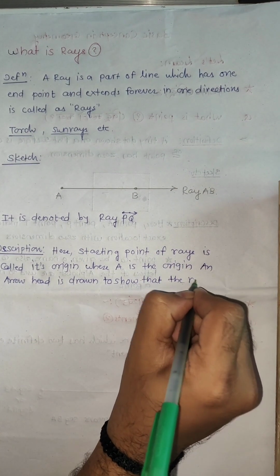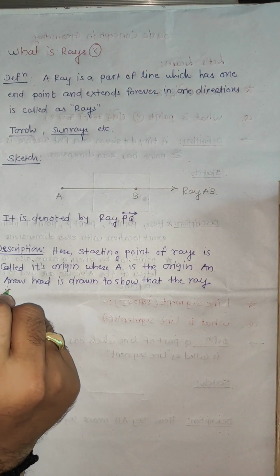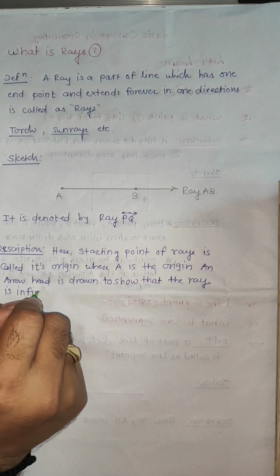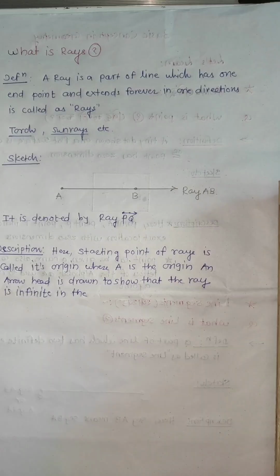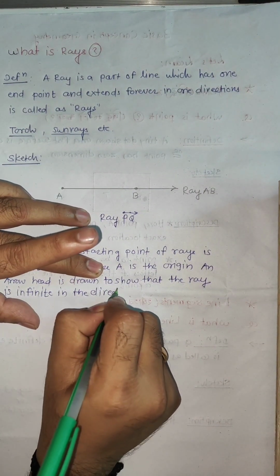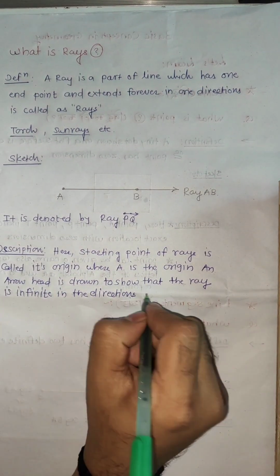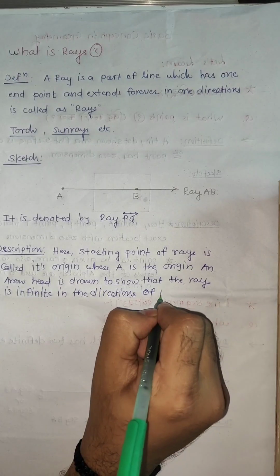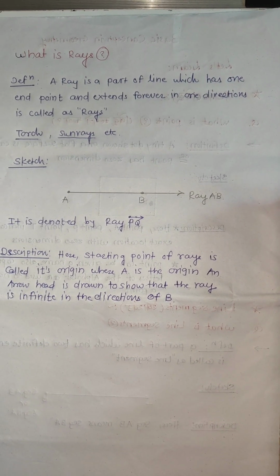The ray is infinite in the direction of Q, or here we can take point B, in the direction of B. Is it clear? Yes? Is it clear for you all?